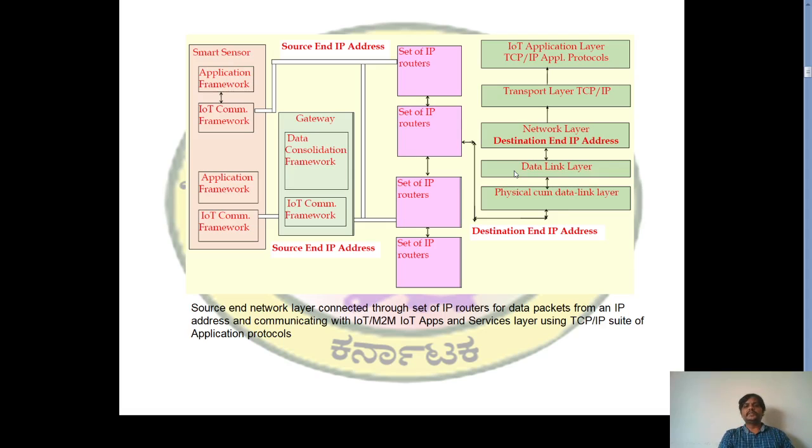Decapsulation is in the reverse order. The data link layer header will be removed at this layer, and the network layer header will be removed at the network layer, and the header of the transport layer will be removed here, and the original data will reach the application. That is called decapsulation. This is how we can move the data from one layer to another layer.